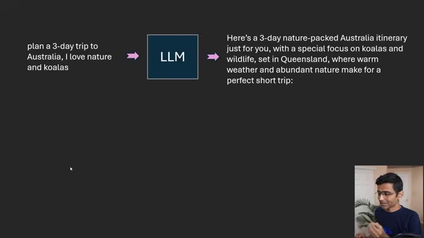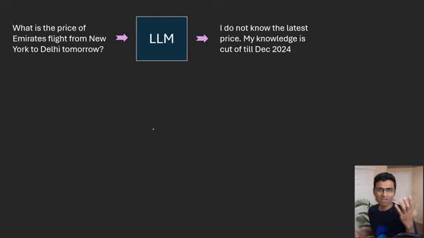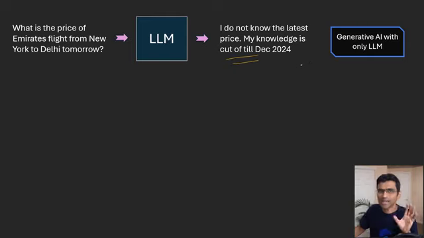At the heart of it, there is a large language model. And this model can be your GPT-4, Claude model, Gemini, etc. It is trained on a huge volume of internet data. It can be Wikipedia text, Google Books, and so on. And based on that, it will be generating the answers. Now, if you ask this question, what is the price of a flight ticket tomorrow? It won't be able to answer because it has a knowledge cutoff date. And this is a generative AI with only an LLM.